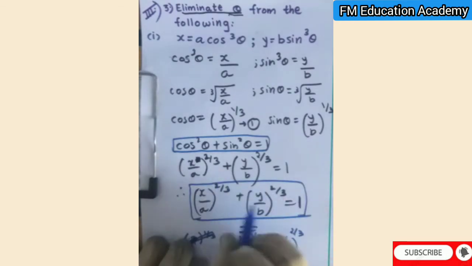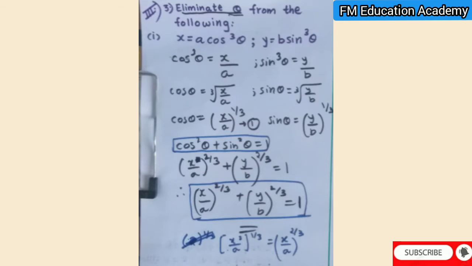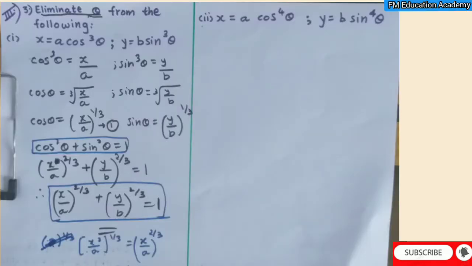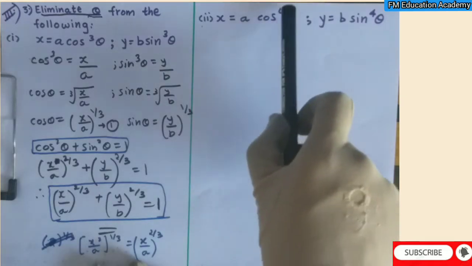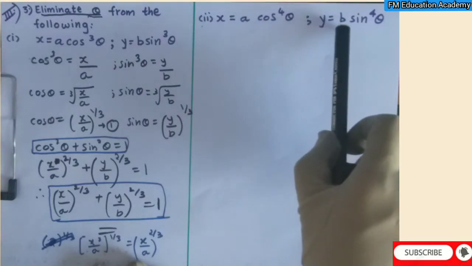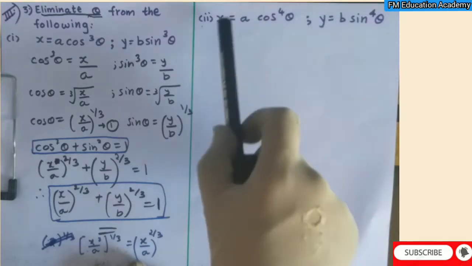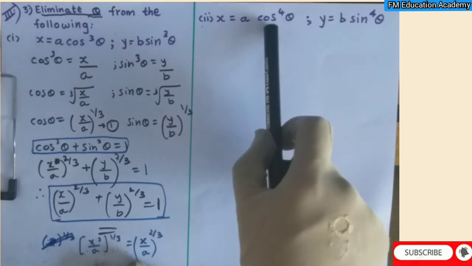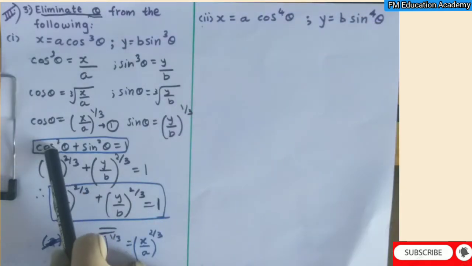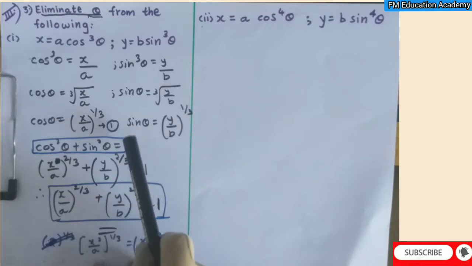So here, if you observe, we have eliminated theta. Moving on to the second bit. Observe the second bit. In the second bit, we have x is equal to A cos power 4 theta, y is equal to B sin power 4 theta. Observe this, this also revolves around cos theta and sin theta, so we can use the same identity, cos square theta plus sin square theta is equal to 1.